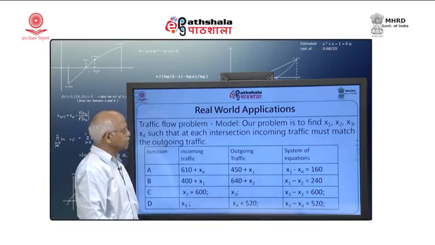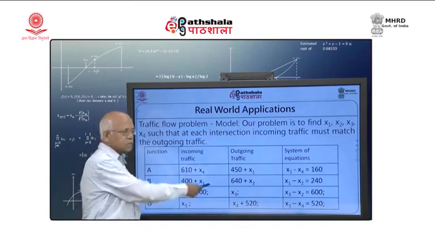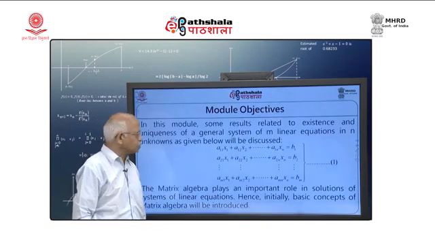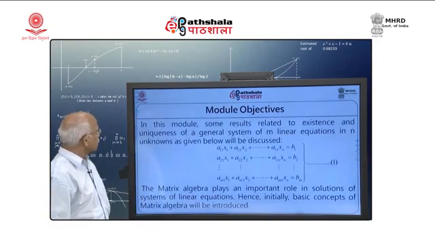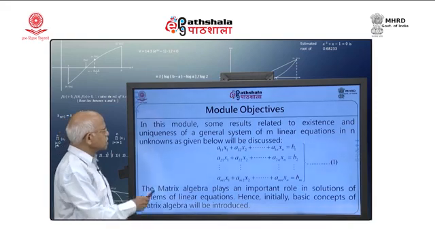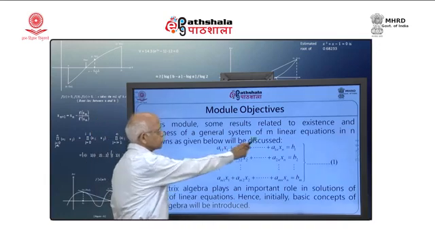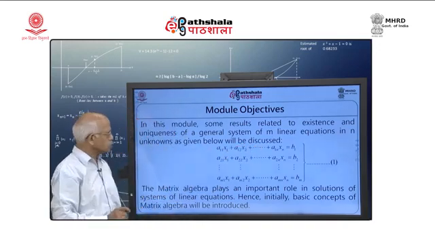So again, to solve this traffic problem, I need to solve this system of linear equations. Systems of linear equations will appear in many mathematical models of real-world situations. So in this module, some results related to the existence and uniqueness of solutions for a general system of m linear equations in n unknowns are going to be discussed.